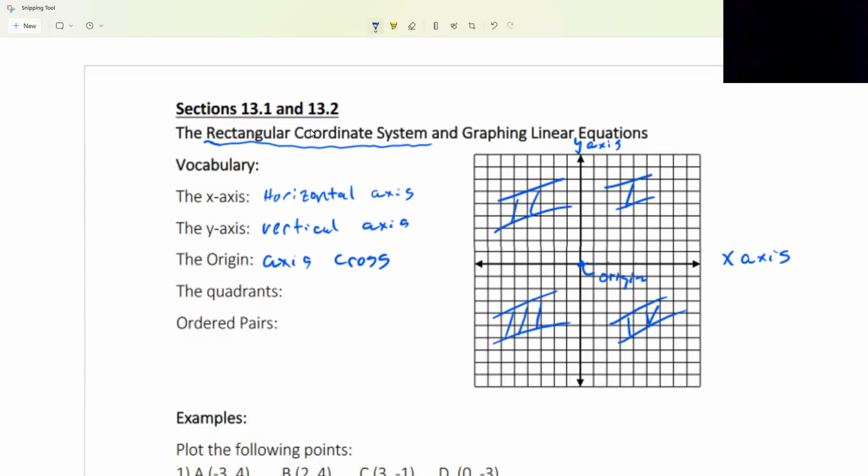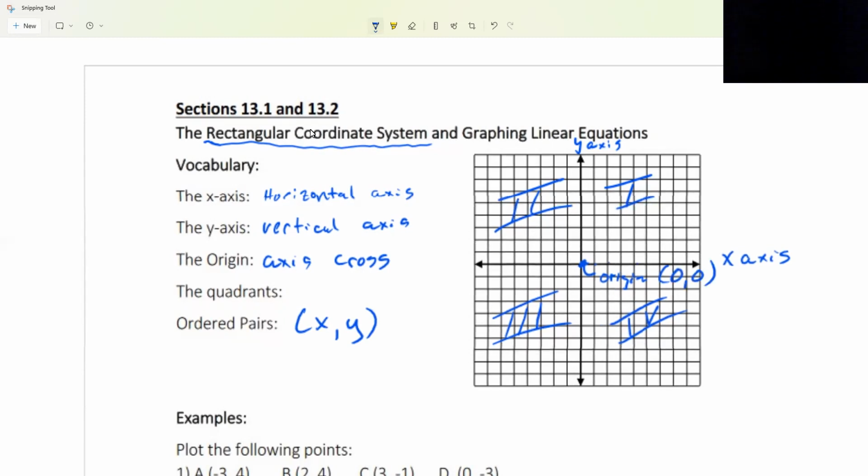And then you have what's called ordered pairs. Every point on this graph, and there's an infinite number of points on just this one graph, consists of 2 coordinates. You'll have an x coordinate and a y coordinate. This is basically an address, and every point on here has one. Like the origin here, the coordinates for the origin are 0, 0.